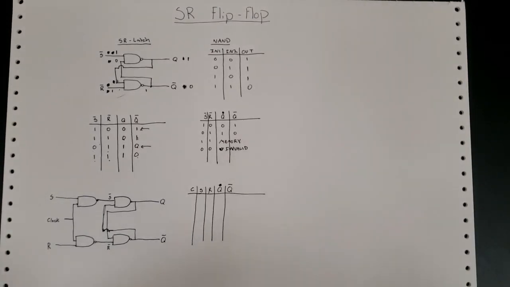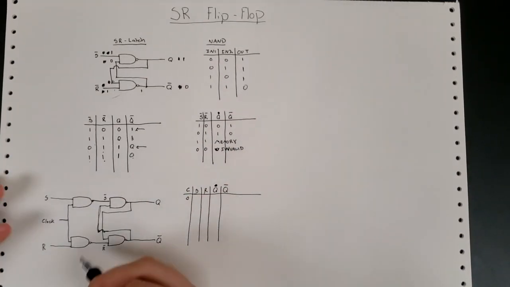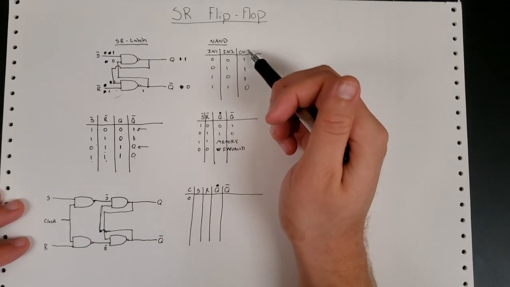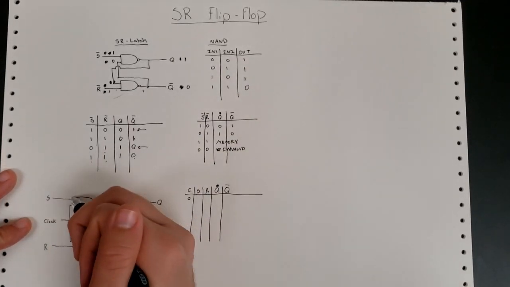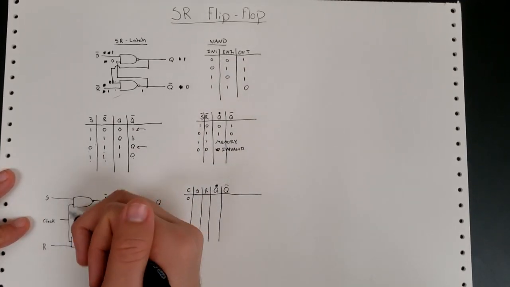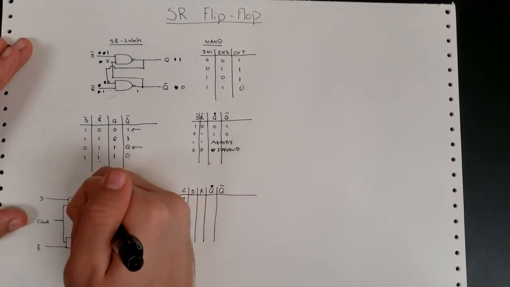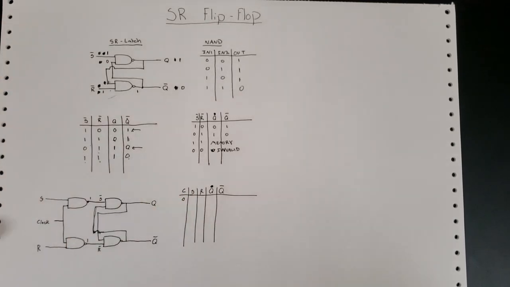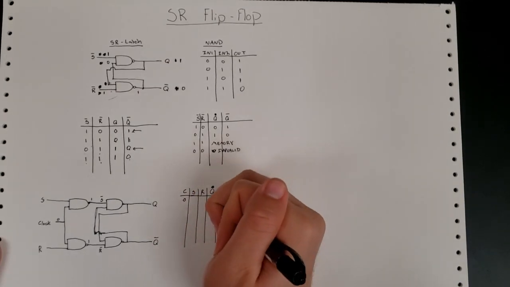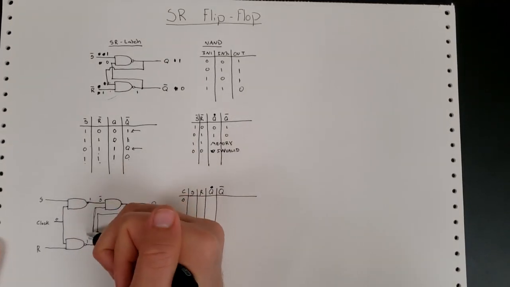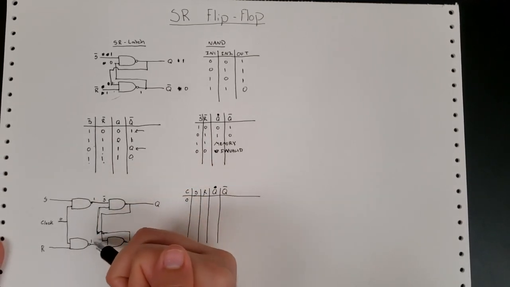So if our clock is set to 0, and looking again at this NAND gate, if our clock is set to 0, that means our output is always going to be 1. Okay, so no matter what S and R are set to be, if the clock is 0, then the output here is going to be 1 on both of them, right? Which means that the outputs, S complement and R complement, are both 1.